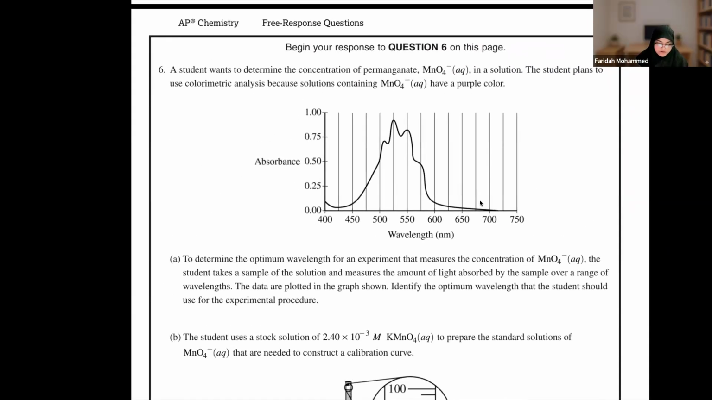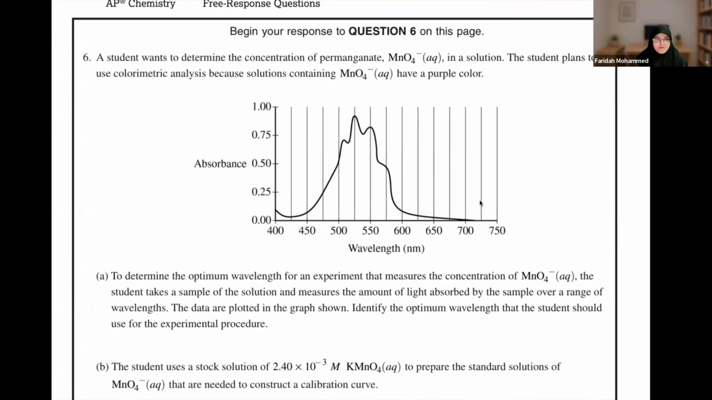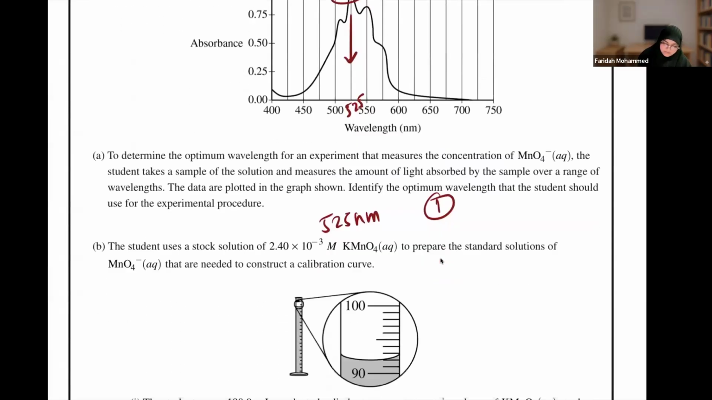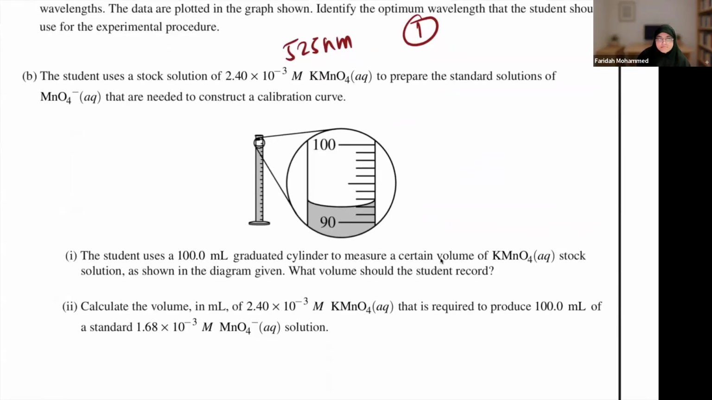Okay, this one. We already had one FRQ like this before, right? So which is the best wavelength? Anish? 525 nanometers. Yeah. Good. 1 point. The highest point, okay? 525 nanometers. Now, okay, next.